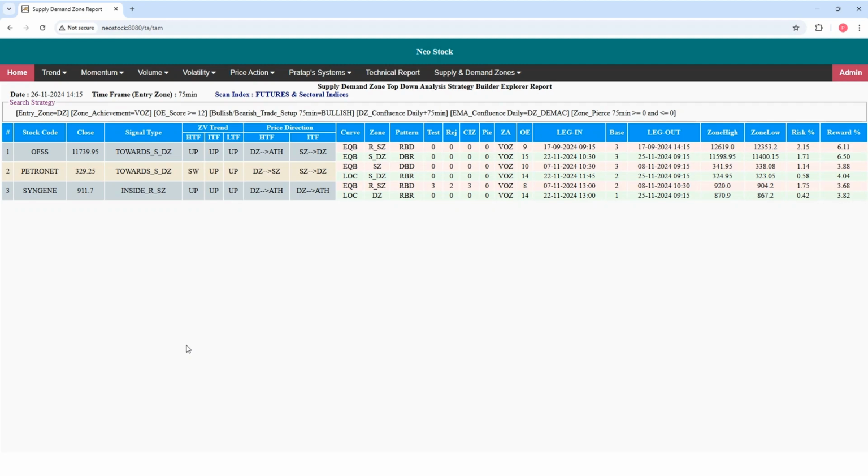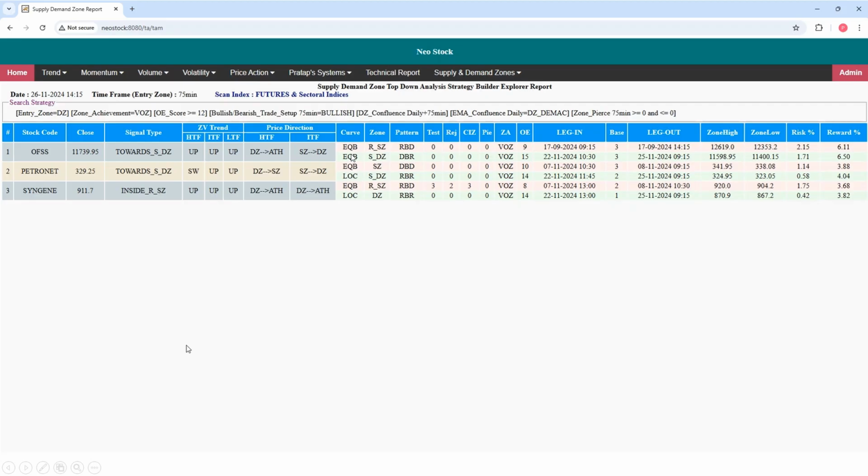Now it is very easy for us because we identified the actual zone. What kind of zone we identified? For that you can look into the search strategy. So this is the search strategy. In this search strategy, what it is saying, our entry zone should be demand zone because we have supply zone as well as a demand zone. Which zone you have to take? The entry zone. The entry zone should be demand zone.